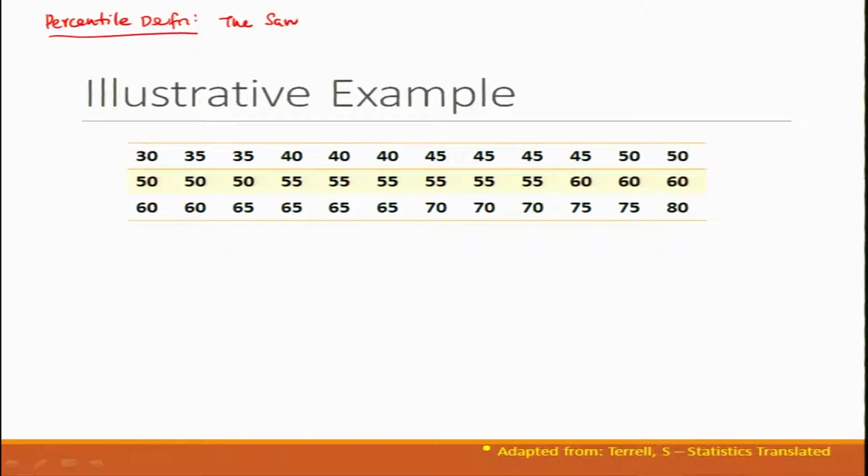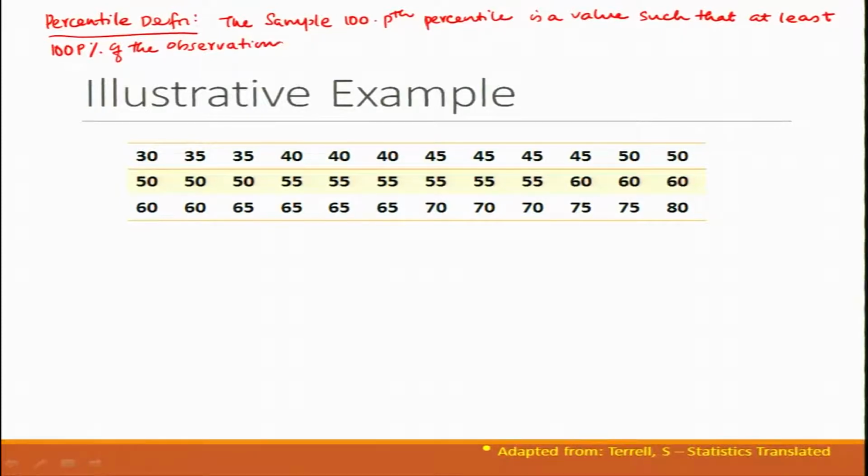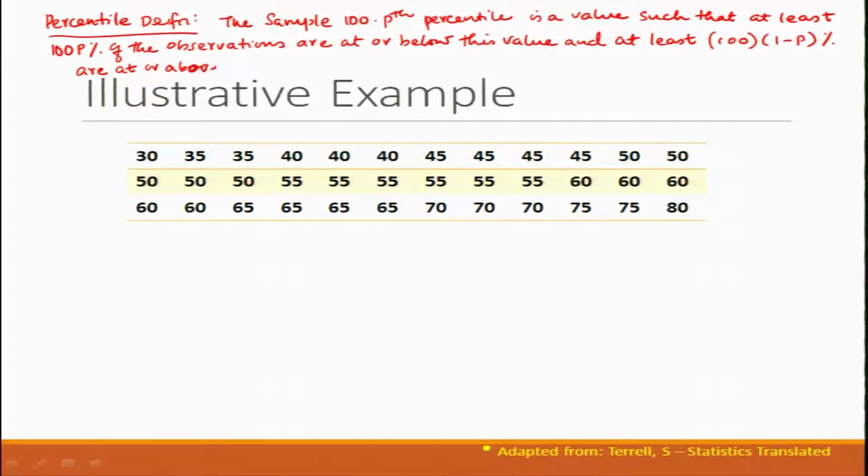The sample 100 times pth percentile is a value such that at least 100 times p percentage of the observations are at or below this value, and at least 100 times 1 minus p percentage are at or above this value.